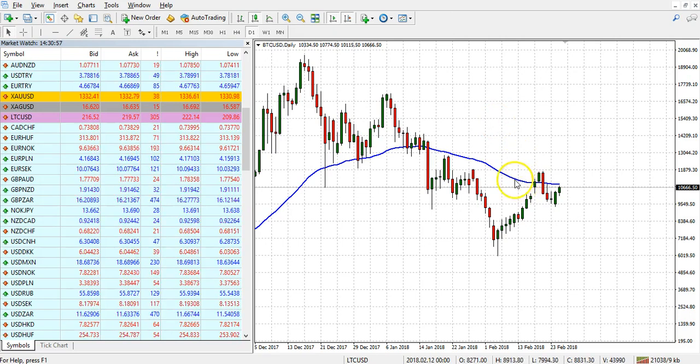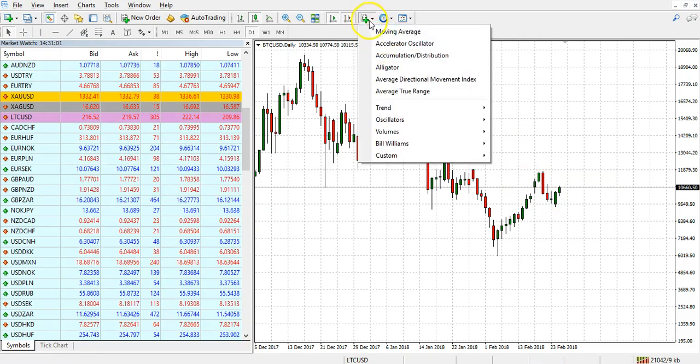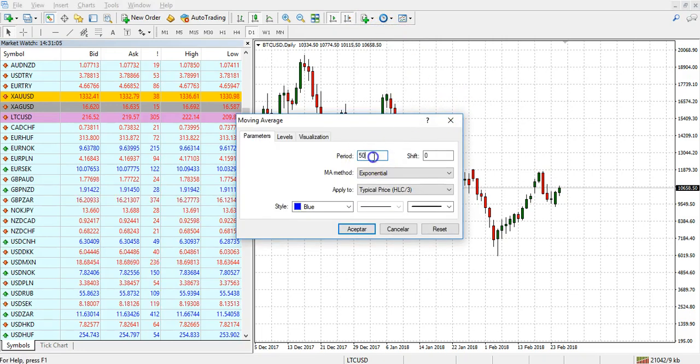Just have it there, but I'm going to show you how I do that. I go to my indicators on the MT4, click moving average. You type here 50. There you go. You choose the exponential. I'm using the color blue just to make sure I know which one it is. And I'm using typical price. That's high, low, close divided by 3.